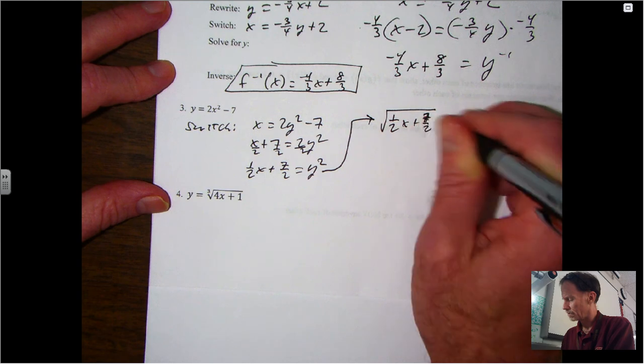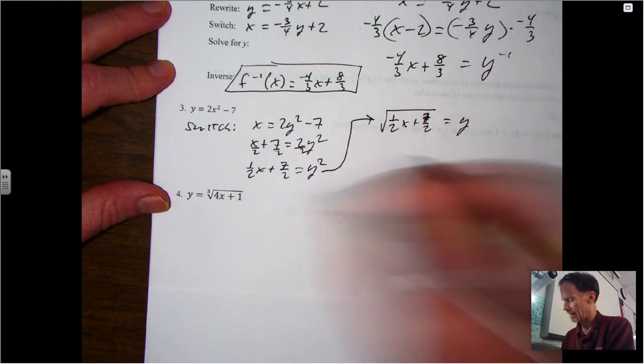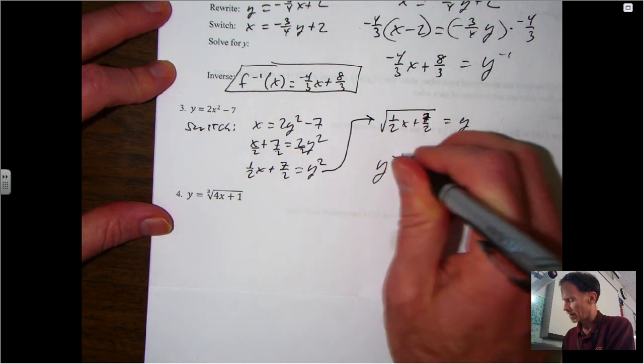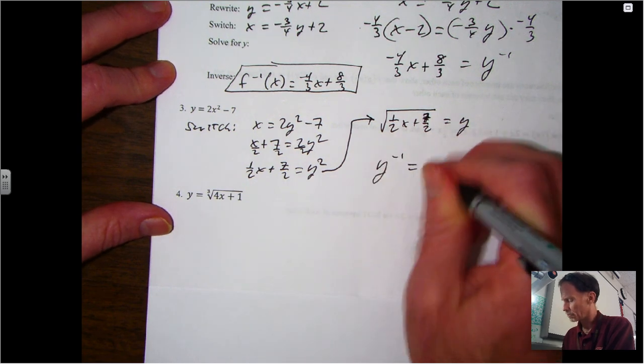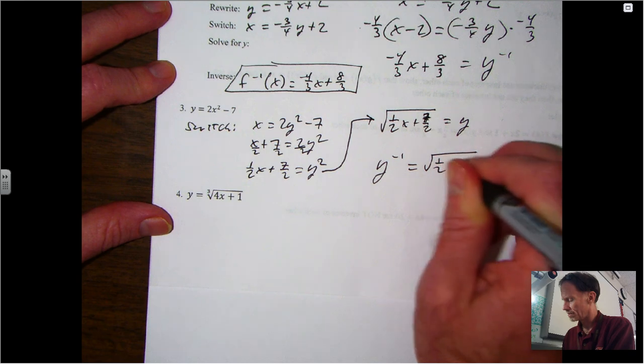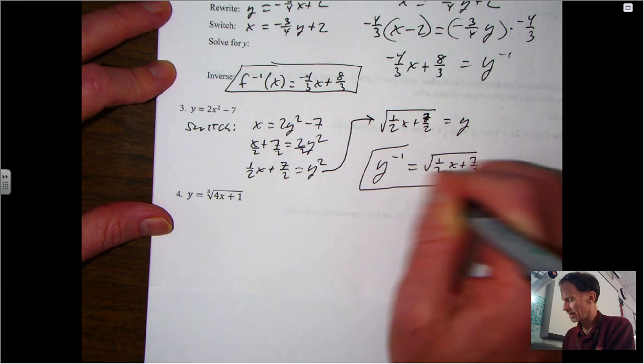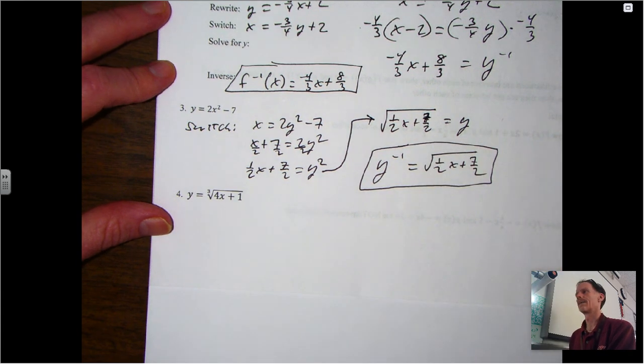And that is equal to y. And again, now that y is by itself, my final answer is y inverse equals square root of 1/2 x plus 7/2. And I can't do any simplifying, so I'm just going to leave the answer just like that.